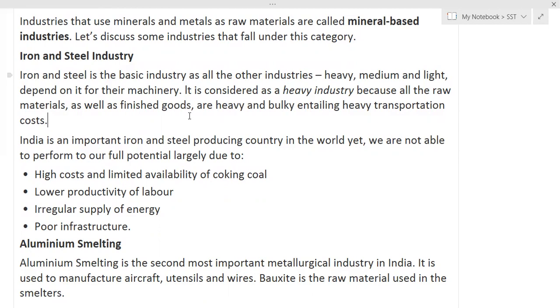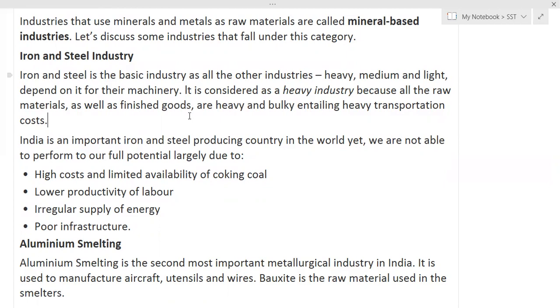And heavy, medium, and light depend on the machinery. So these industries are called heavy industries. Why are they called heavy industries? Because all the raw materials as well as the finished goods are very heavy and bulky, and they cost very high for transportation. When minerals are extracted from the land, they don't appear in a small piece that we can just put our hand and take out. So many machines are required to extract them, and they are so heavy. Transportation costs are very high.